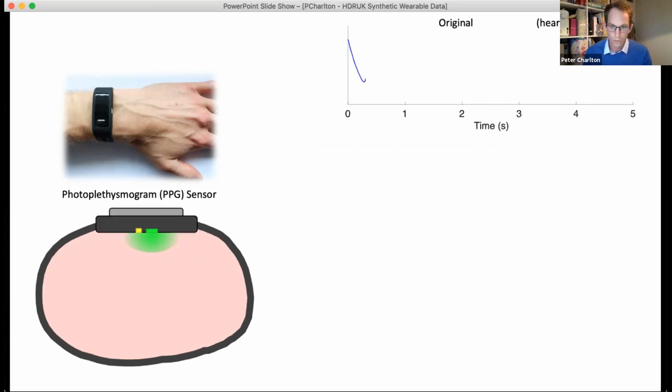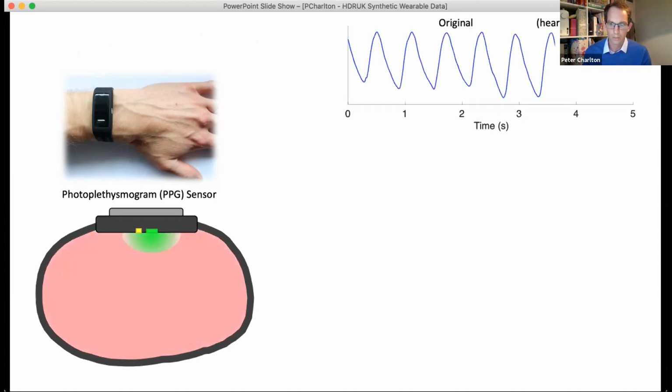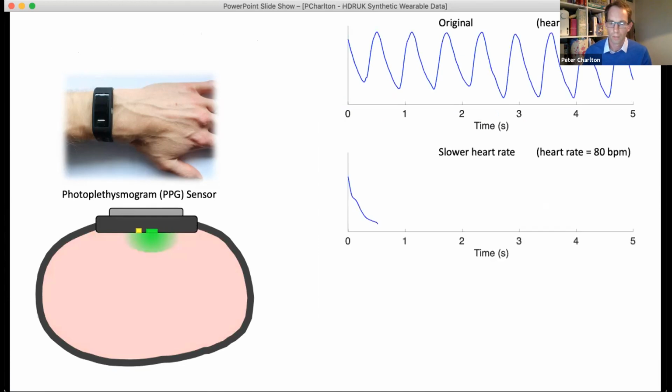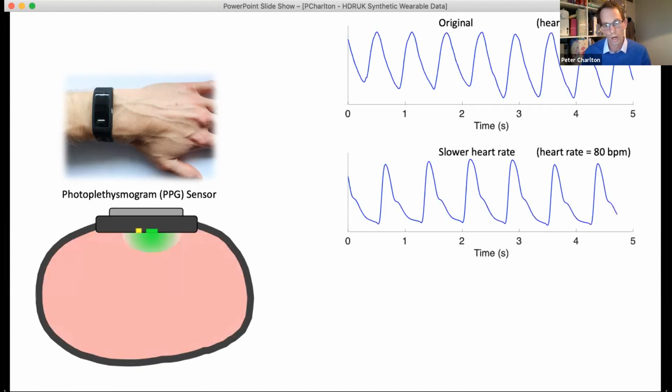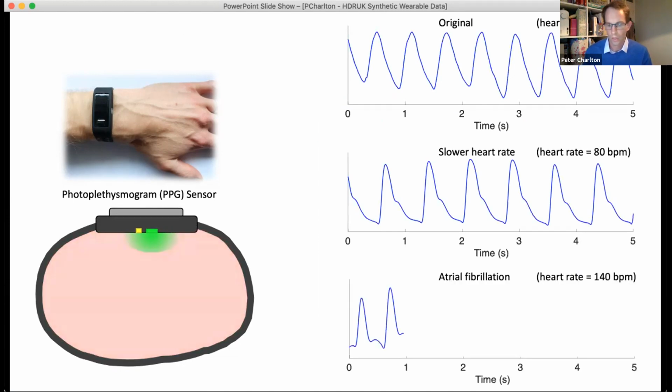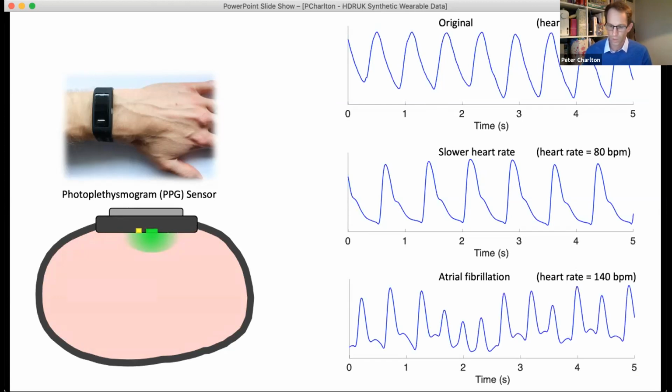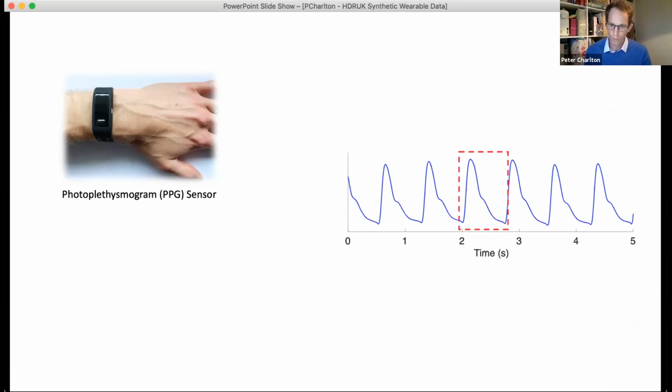To give 3 examples, so here is a PPG with a fast heart rate of 100 beats per minute. In comparison, this is a slightly slower heart rate, still a regular heart rate. And then thirdly, this is a PPG during atrial fibrillation, where both the beat-to-beat intervals vary and the amplitudes of the pulse waves vary.